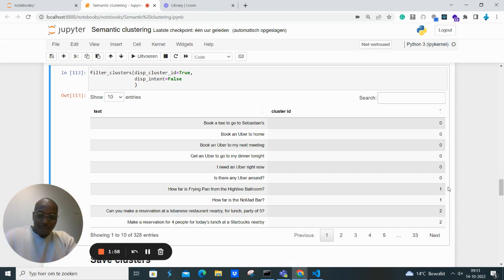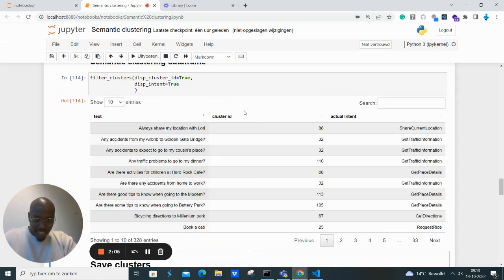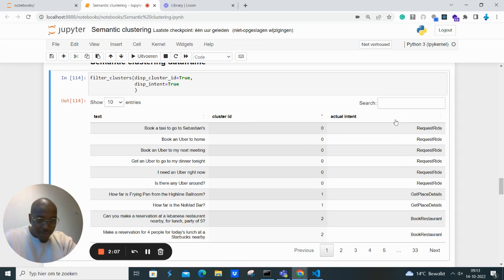Now, if we would also display the actual intent and filter this again, then we can see on the right side now the actual intent. So that we can see that for cluster ID number 0, which is what the model thinks that a sentence belongs to, we can see that all of these actual intents are about request a ride, right?